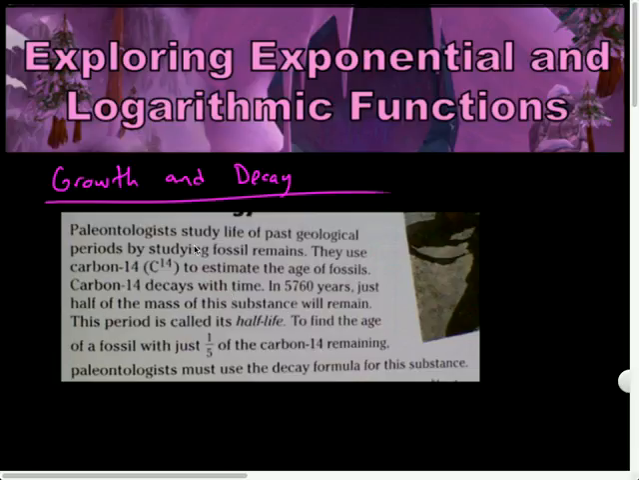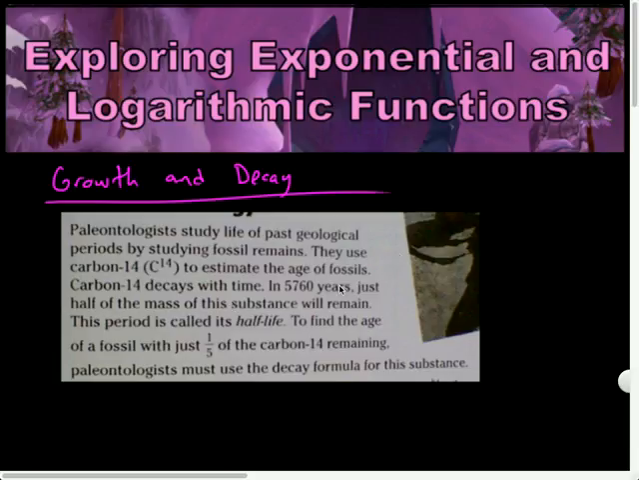It says, paleontologists study life of past geological periods, studying fossil remains. They use carbon-14, C14, which I believe if you've taken chemistry, doesn't carbon have 12? Protons, electrons? I think I'm pretending to be smart. To estimate the age of fossils. So this is actually a radioactive version of carbon, and it decays with time. I believe slowly it loses those extra electrons at a set rate until it becomes carbon-12.